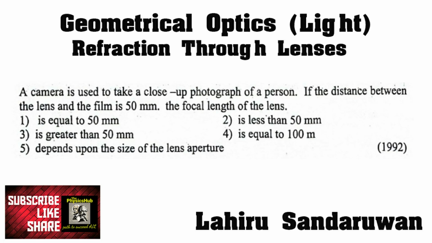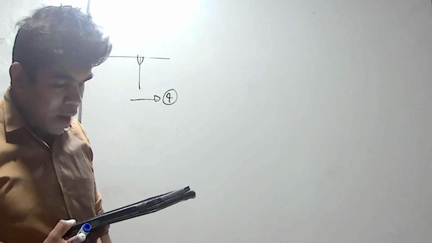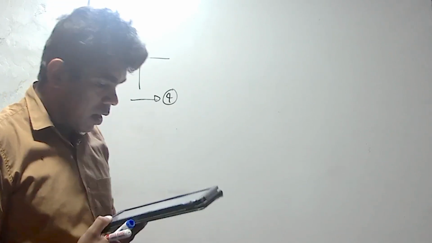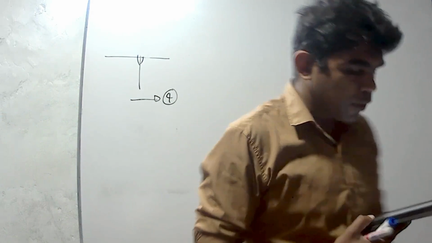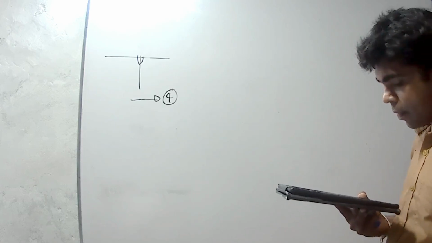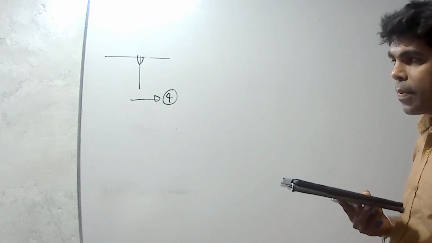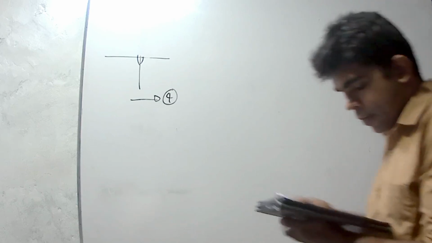A camera is used to take a close-up photograph of a person. If the distance between lens and film is 50 millimeters, the focal length of the lens should be less than 50 millimeters. Because we have to make a real image, and we can make a real image for a convex lens if the object distance is greater than the focal length. Therefore, the second one is the correct answer.